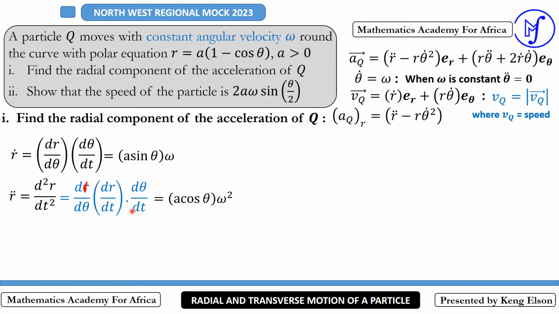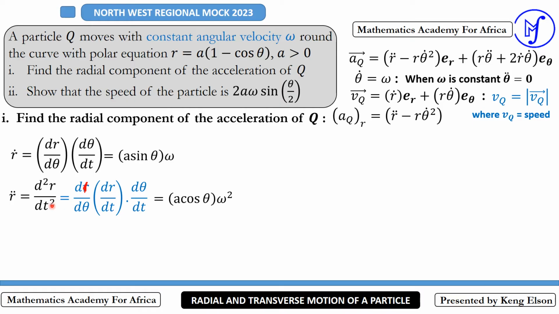So this means that we should differentiate our dr by dt with respect to theta, and then we multiply it with d theta by dt. So we differentiate this dr by dt with respect to theta. Differentiating it with respect to theta, we get a cos theta. Then we have an omega here, and this omega now multiplies with this other omega here because d theta by dt is still omega. So when you differentiate this, you just get a cos theta. Then you multiply it with omega, then times this other omega to give you omega squared.